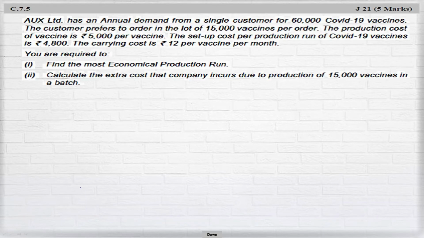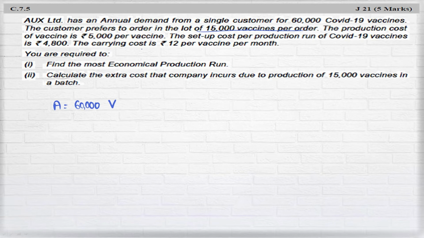We are going to the next one, which is 7.5. It is a recent question, so it is appearing in classwork. We have already done this type of question. Ox Limited has an annual demand for a single customer for 60,000 COVID-19 vaccines. Annual requirement will be 60,000 vaccines. The customer prefers to order in a lot of 15,000 vaccines per order. So you will also have to manufacture 15,000 vaccines per order.